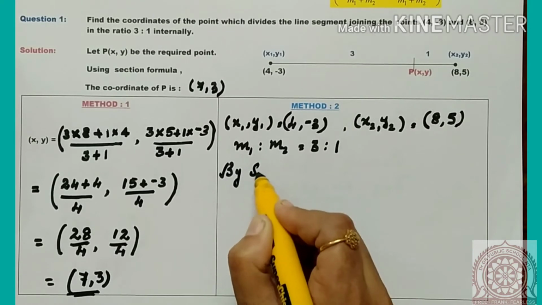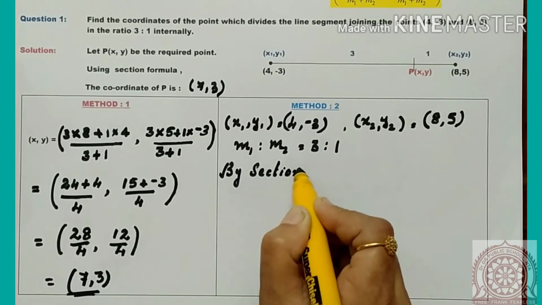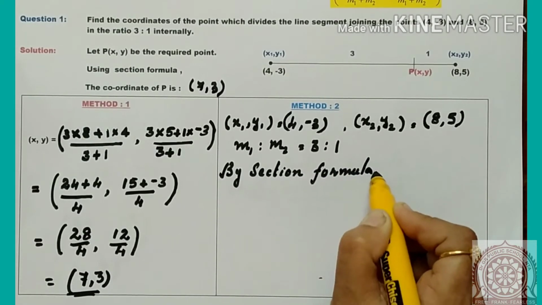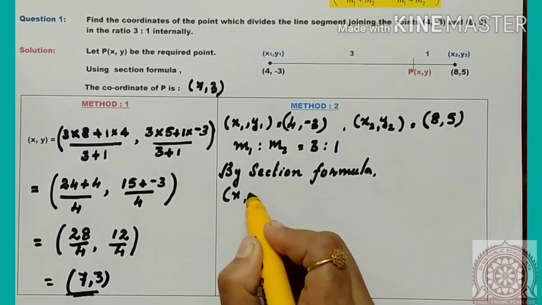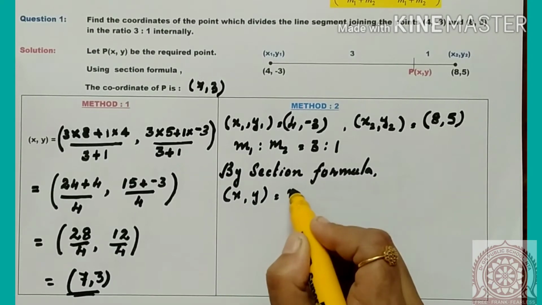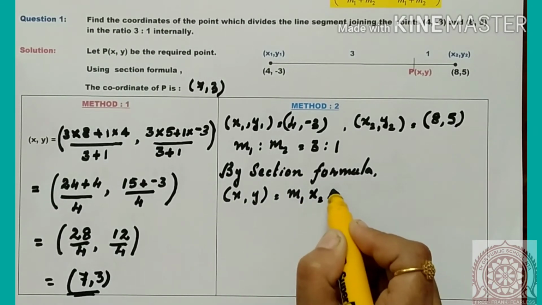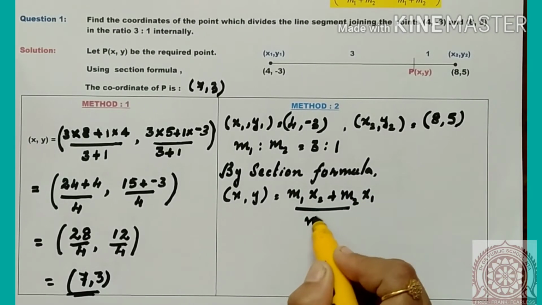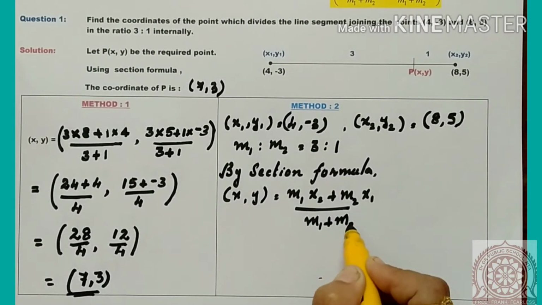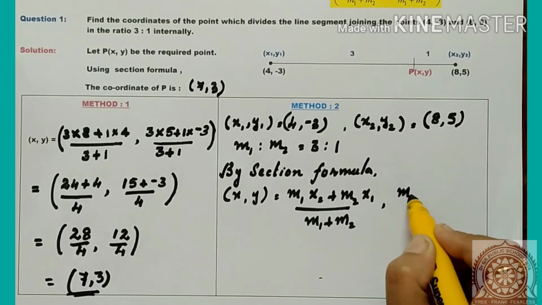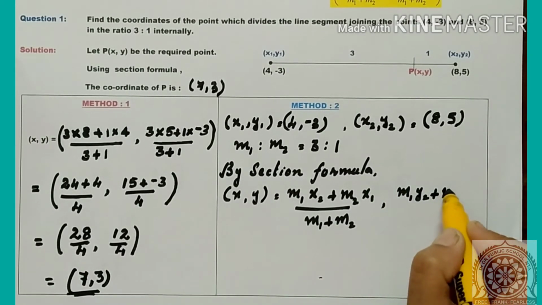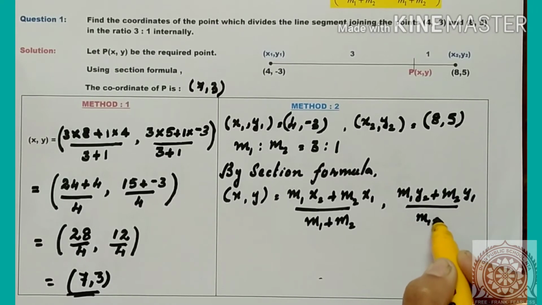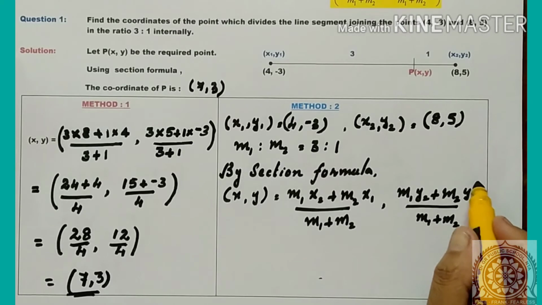By the section formula we have, you can write the formula there. The coordinate of the point P, which is (x, y), write the formula at first. m1 into x2 plus m2 into x1 divided by m1 plus m2, that will be the x coordinate, and m1 into y2 plus m2 into y1 divided by m1 plus m2, that is the y coordinate.